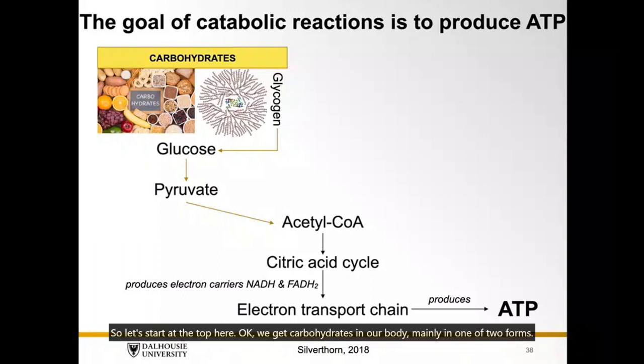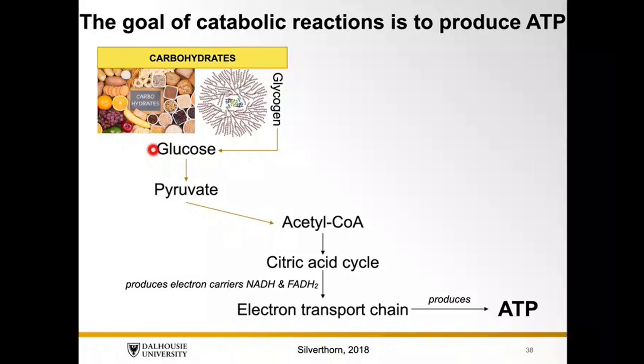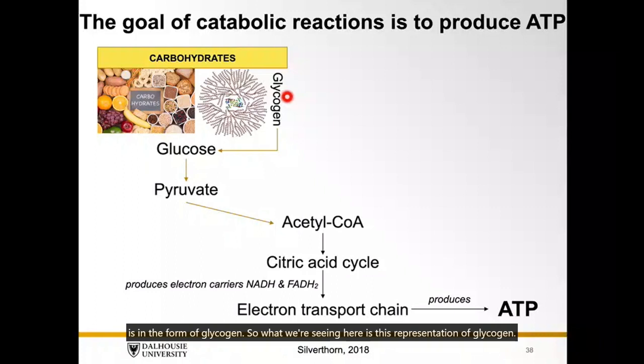So let's start at the top here. Okay, we get carbohydrates in our body mainly in one of two forms. So if you just ate a big plate of pasta that has lots of carbohydrate, you get this influx of glucose. So we can get glucose from our food. Now our body isn't really good at storing glucose as a single molecule of glucose. So the other way that we find carbohydrates in our body is in the form of glycogen.